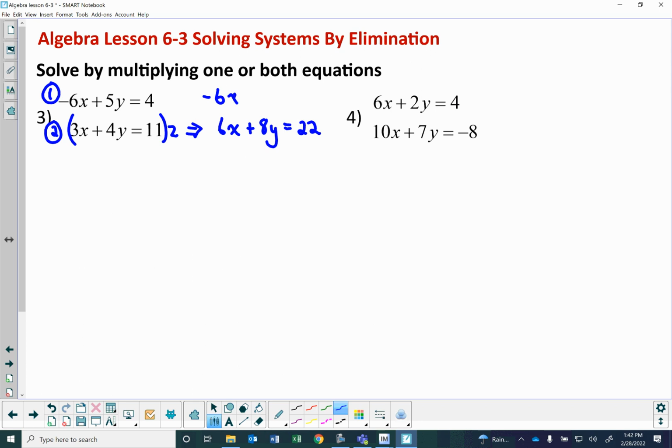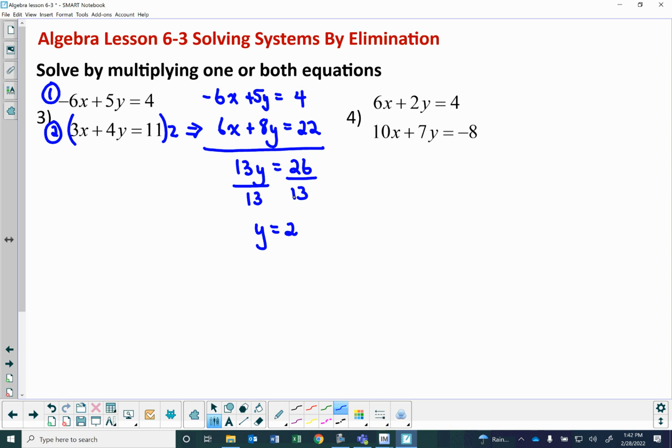Top equation, negative 6x plus 5y equals 4. Now if I add these together, the x's cancel out. 8 and 5 is 13, so 13y. 22 and 4 is 26. Divide both sides by 13, and y is equal to 2.